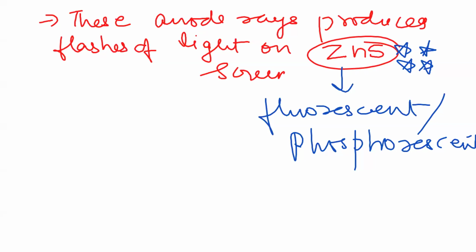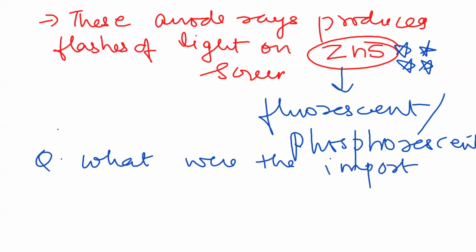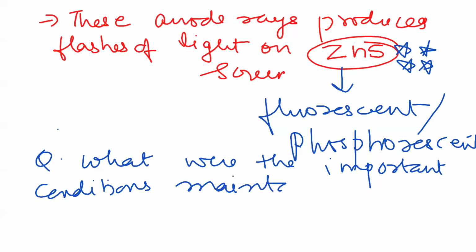Now, I want to ask you one question. What were the important conditions? Write down this question. What were the important conditions maintained in the discharge tube?